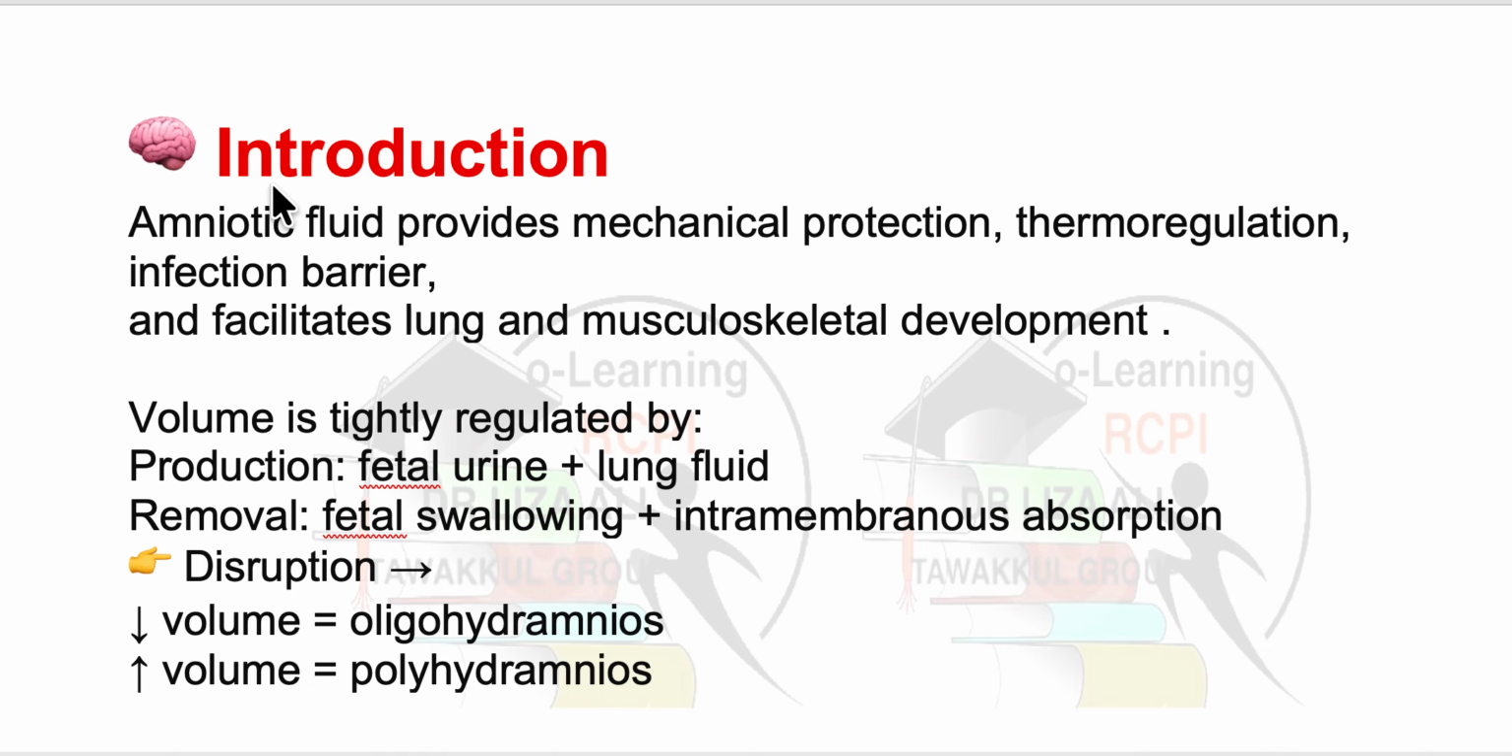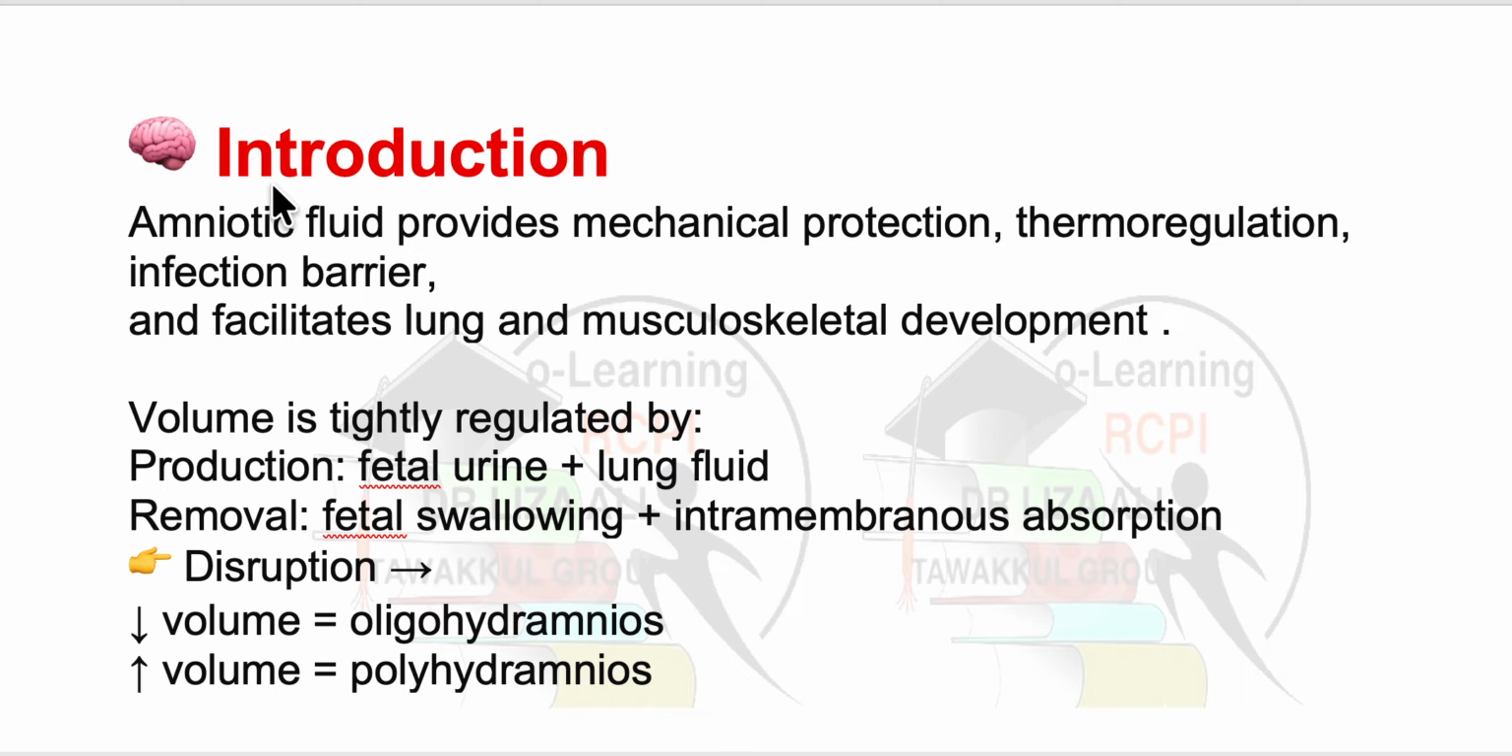What does amniotic fluid do? Amniotic fluid provides mechanical protection, thermoregulation, an infection barrier, and facilitates lung and musculoskeletal development. Please remember this: the benefits of having amniotic fluid. Now, a very important MCQ question: how is amniotic fluid formed or regulated? It is produced by fetal urine and lung fluid. These two fluids, fetal urine and fetal lung fluid, are the most important.